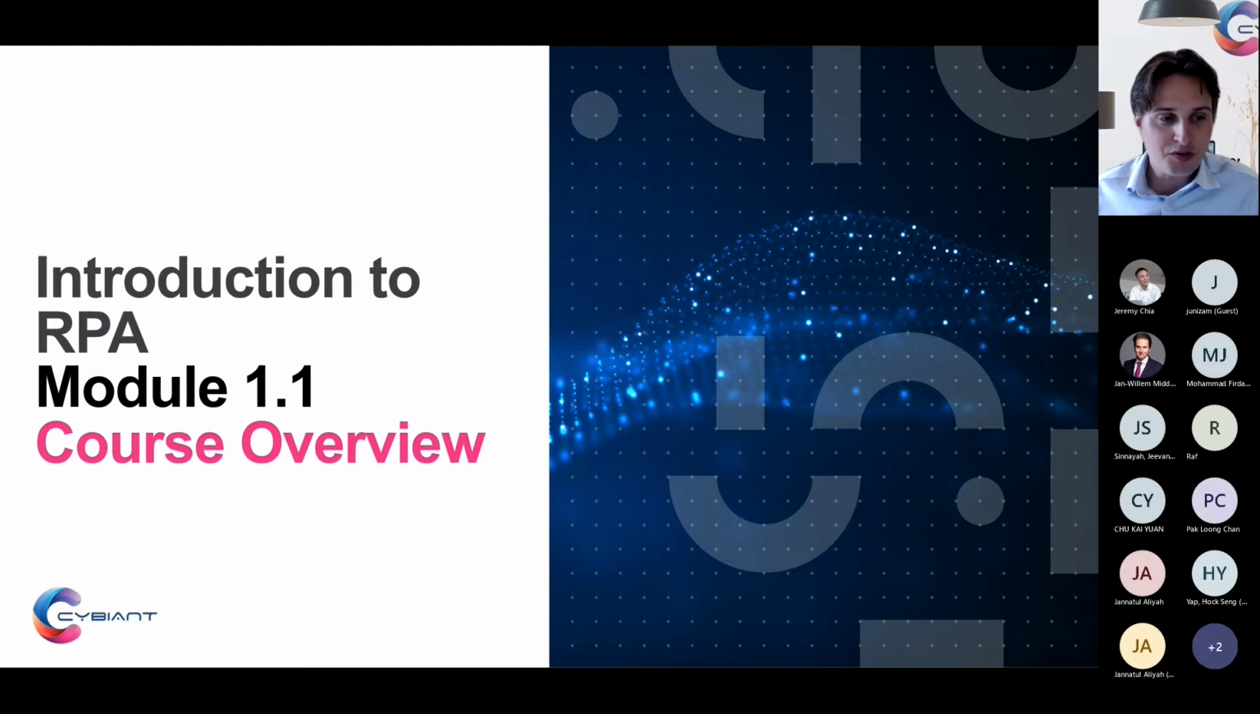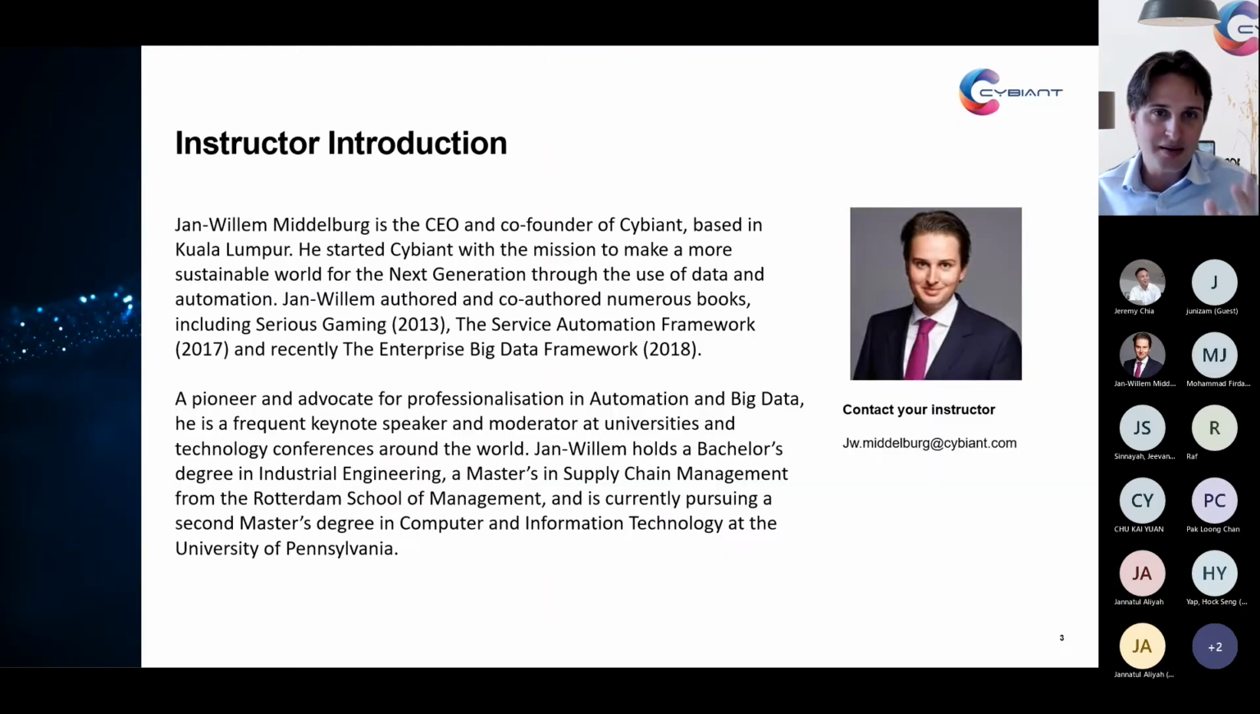A very, very brief overview about myself. My name is Jen. I'm one of the co-founders of Cybiant. We're based in Kuala Lumpur, so that's where we're presenting the session from today. And I've been involved in the world of automation for a very long time. I started with automation best practices in the early 2010s.